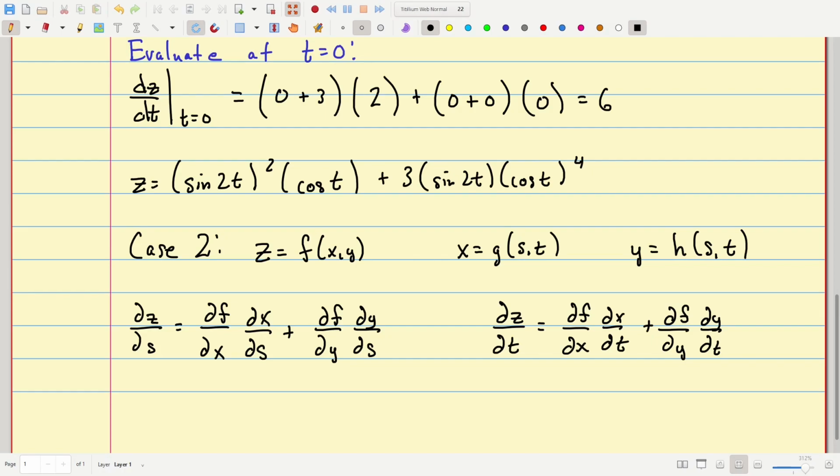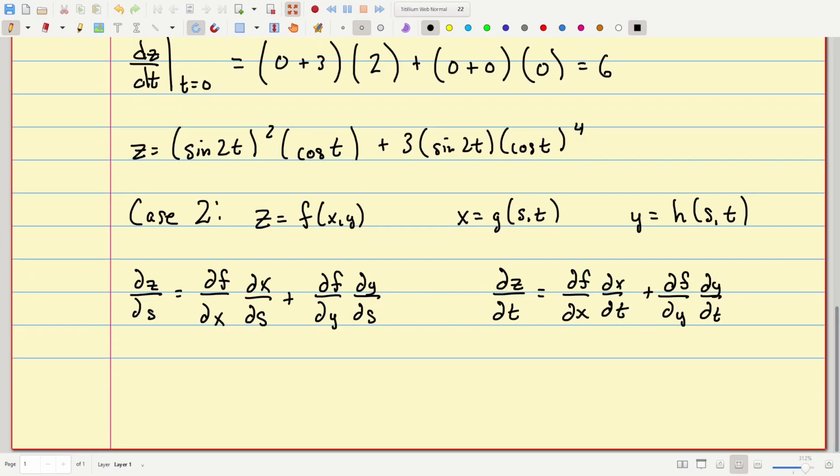Make sense? Okay. Now, the textbook has a tendency to use Leibniz notation for all of these types of expressions. It's possible to think about this in another way.